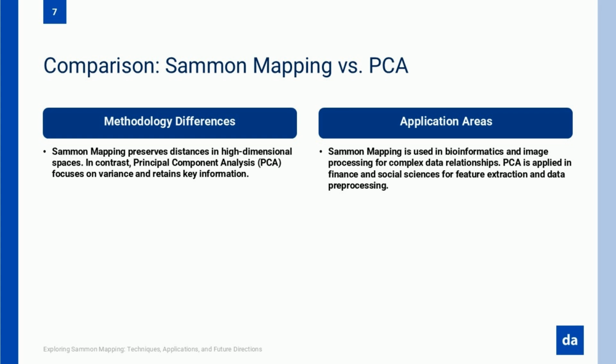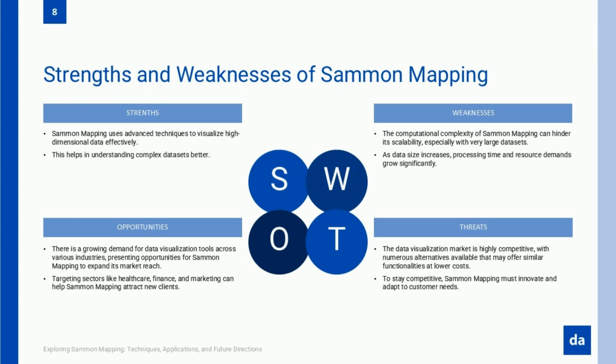So where does Sammon mapping truly shine? In situations where we need a more faithful representation of complex data structures, particularly when pairwise relationships are crucial for interpretation. But if you need something fast and robust for general purpose dimensionality reduction, PCA is often the safer bet. In the next section, we'll take a closer look at the strengths and weaknesses of Sammon mapping, because while it's powerful, it's not perfect. What are its limitations and how can we work around them? Let's find out.